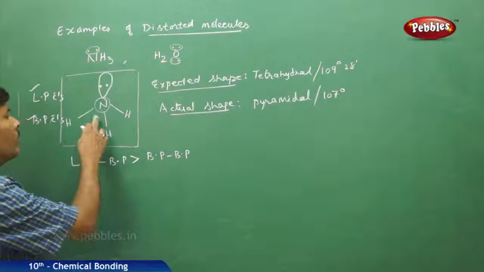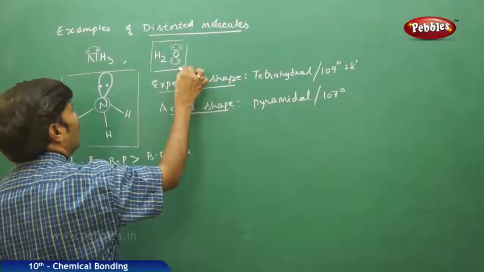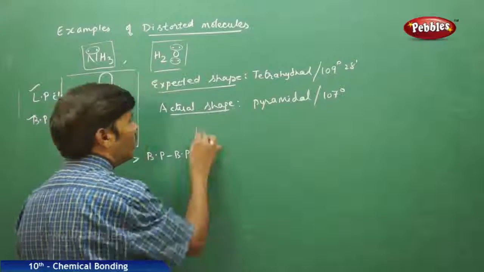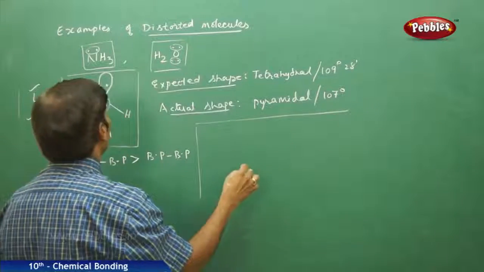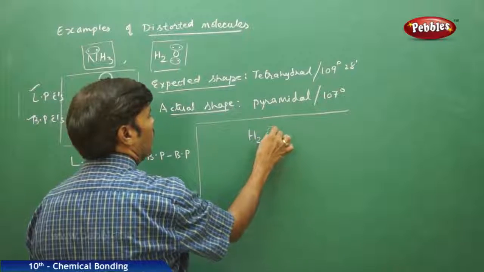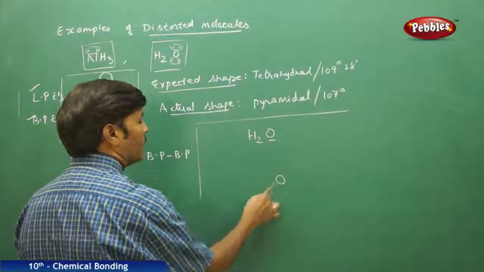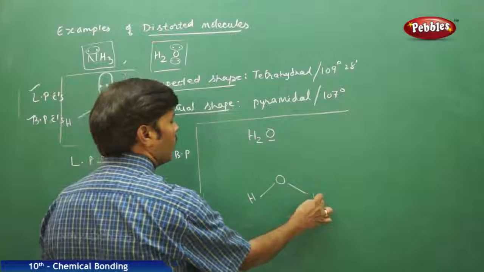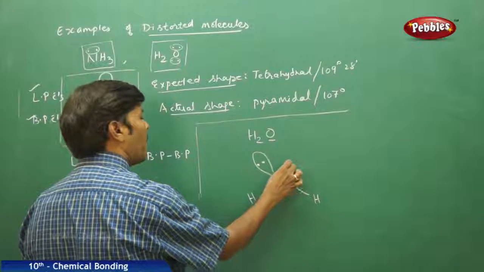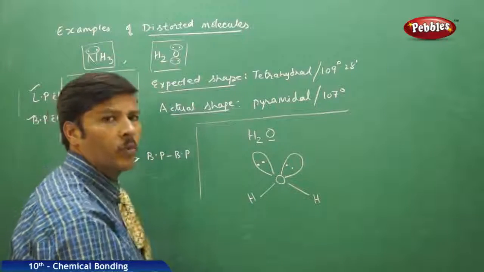The same discussion we made for the ammonia molecule, we have to make for the water molecule. Ammonia molecule is over, now go for the water molecule. In the water molecule H2O, oxygen is the central atom. This oxygen has two oxygen-hydrogen bonds, and it has two lone pairs from the central atom. It has two lone pairs and two bond pairs.